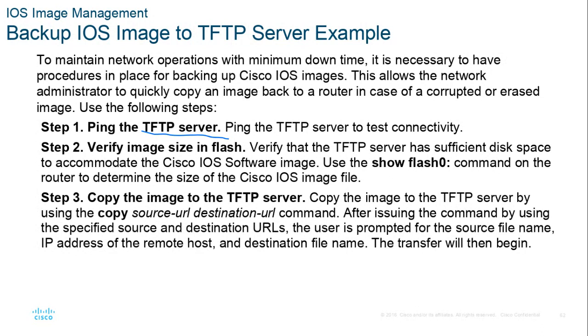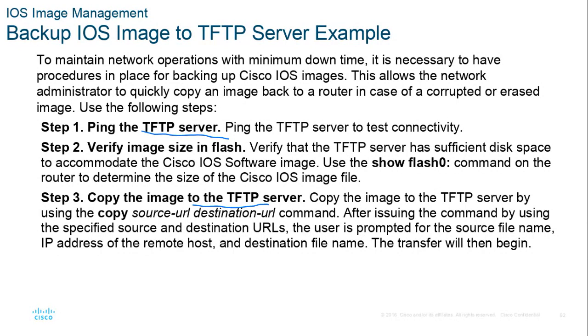Then let's verify the image size in flash. Make sure we know how big that iOS file is, and is there enough room on the TFTP server? Look at the TFTP server file directory, probably a Windows machine. You've got a huge disk drive, gigabytes and gigabytes of spare space. Then we can use the copy flash TFTP command. You know, copy the flash iOS drive.